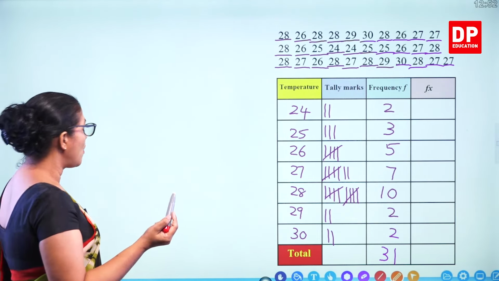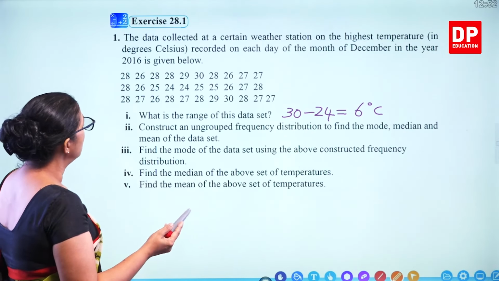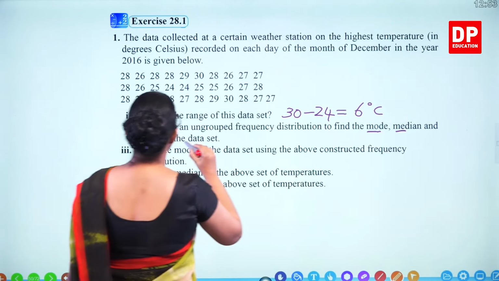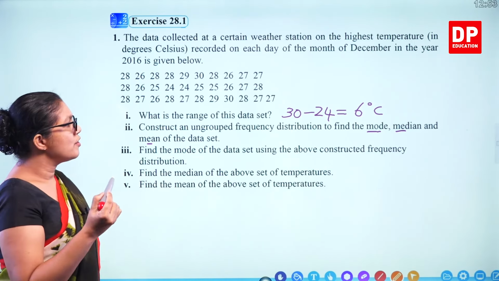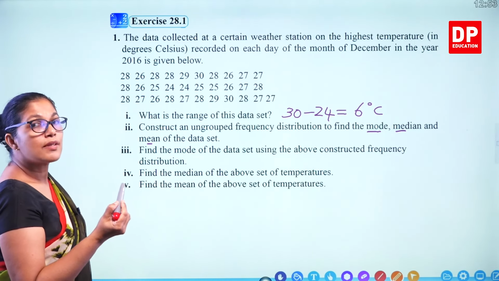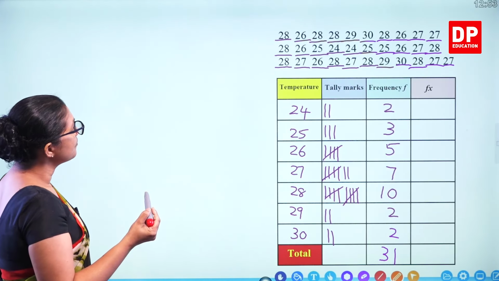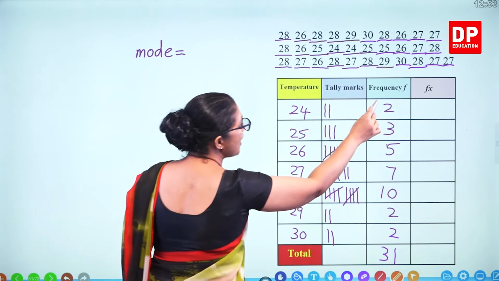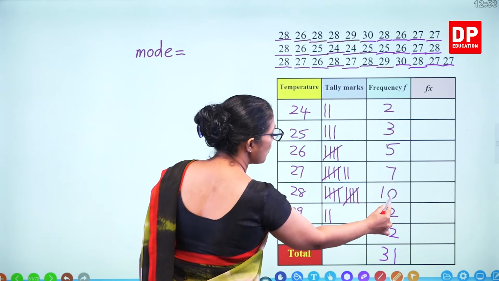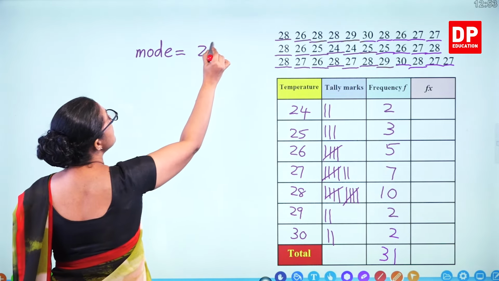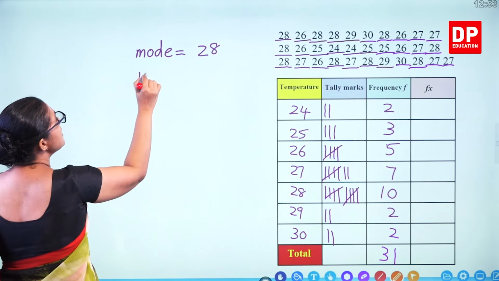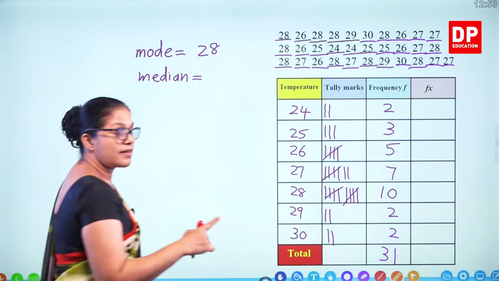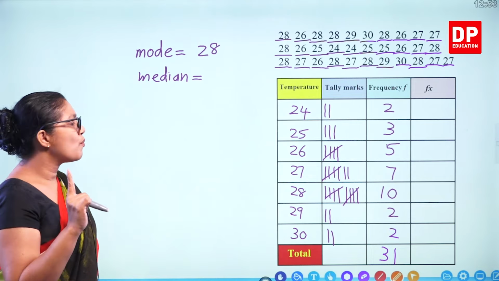And to find out mode, median and mean of the data set, we can use the frequency distribution. Mode. Most frequent number. Look at the frequency column. One which has the highest frequency is 10. That means 28 is the mode value. Median. Now this is 31 numbers are there. That's odd. So you get one middle number.